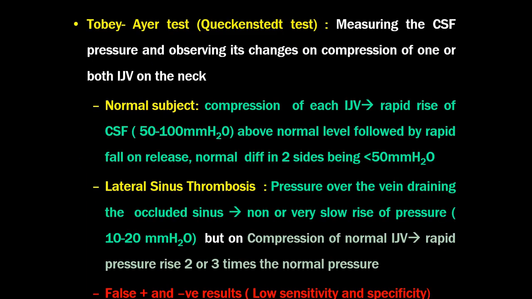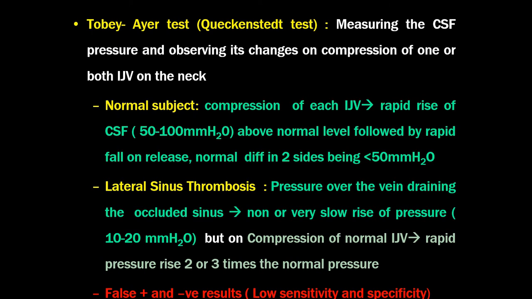Tobey-Ayer test is usually a historical test, also called Queckenstedt test, which involves measuring the CSF pressure and observing its change on compression of one or both IJV in the neck. It is almost similar to the Crowe-Beck test in the eyes. In normal subjects, when you compress each internal jugular vein, there will be a rapid rise of CSF pressure above the normal level, followed by a rapid fall on release, the normal difference between the two sides being less than 50 mm of water.